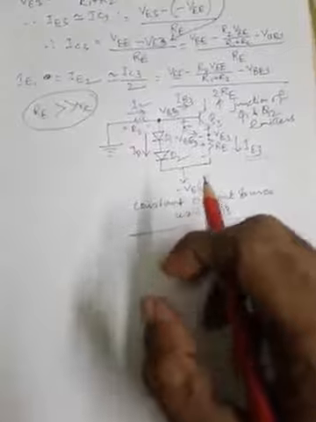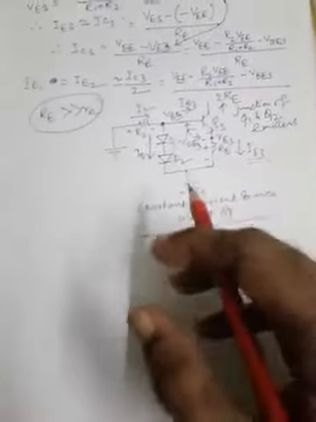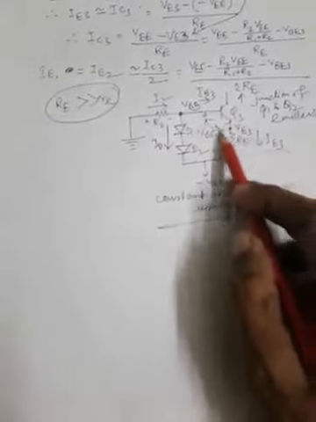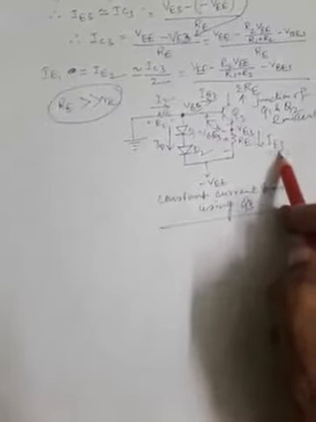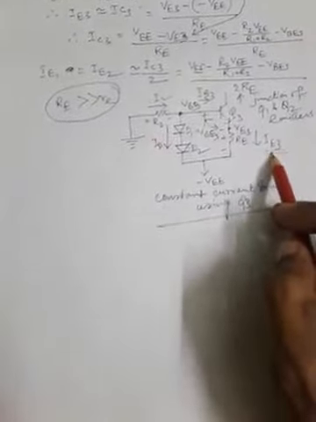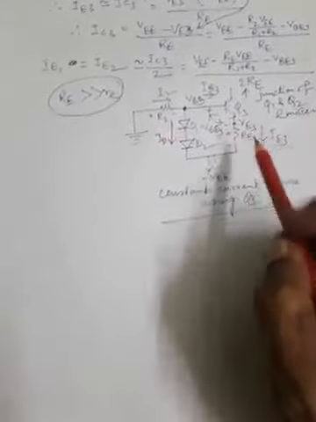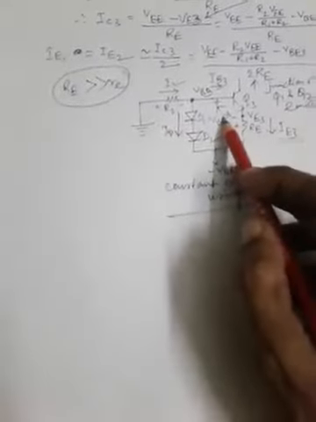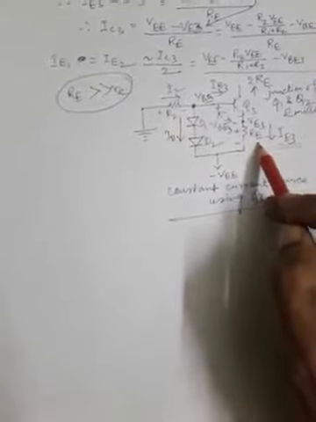And this reduced VBE3 will tend to raise the voltage drop across RE. To make up for this reduction, the voltage drop across RE, for the conduction of current IE3 through RE, will be increased, because around this loop the voltage VBE plus IE3 RE will be constant. So if VBE is decreased, IE3 RE, that means the voltage drop across this RE, should be increased to make the overall voltage inside this loop constant.